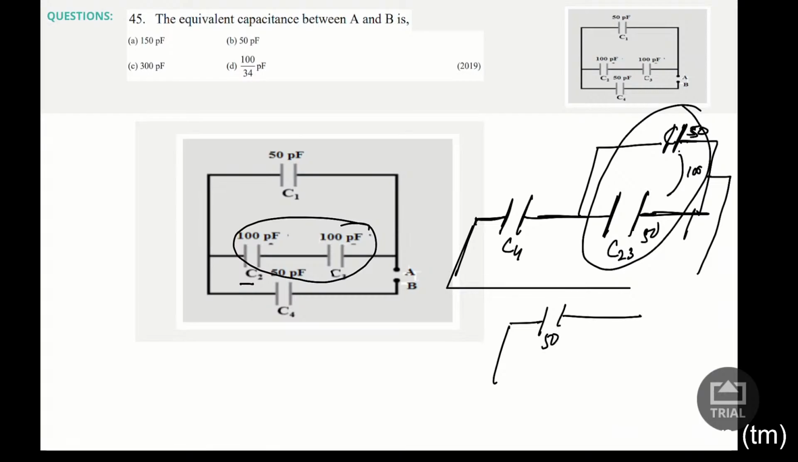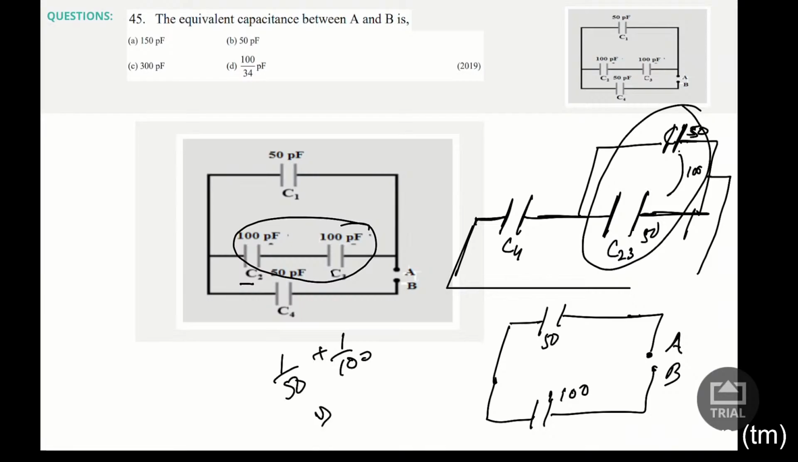50, like this A, and here 100. Is this correct or wrong? So what will I get as the answer? 1 by 50. These two are in series. 1 by 100. So what will I get? 100 by 3.